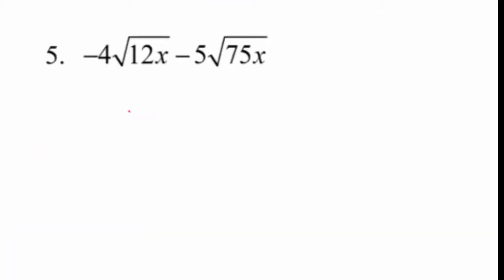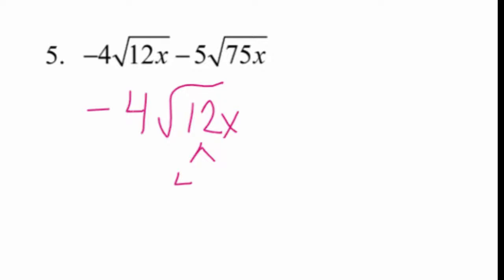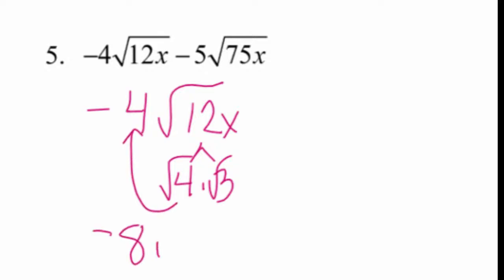So do we have negative 4 times the square root of 12x. And we've done 12 before. That was the 4 times 3, remember? So we need to take the square root of 4, which is a 2, and then we're going to multiply that times the negative 4. So negative 8 square root of 3, and then this x.